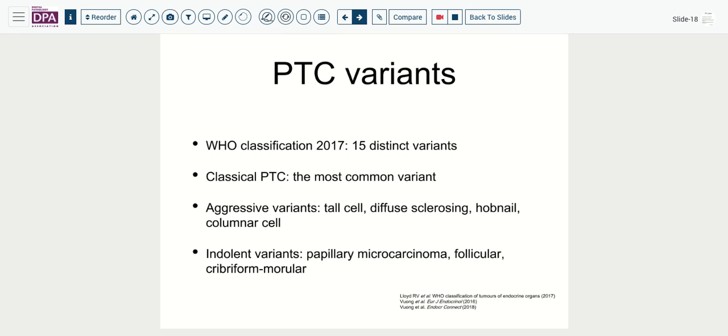So the tall cell variant, the diffuse sclerosing variant, hobnail variant, and columnar cell variant can be more aggressive. And then additionally, certain types are almost benign. Papillary microcarcinomas, typically very minimal follow-up or treatment needed for those. The follicular variant, especially the encapsulated variant, usually fairly indolent. And the cribriform-morular variant, which is quite uncommon, is also generally thought to be indolent.